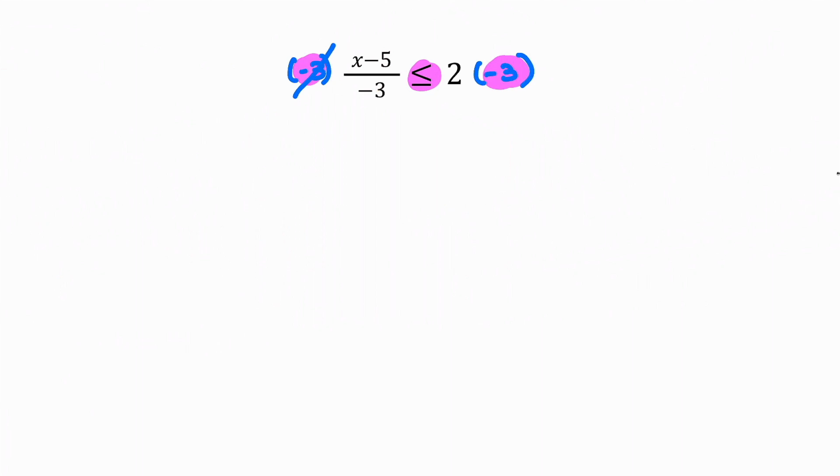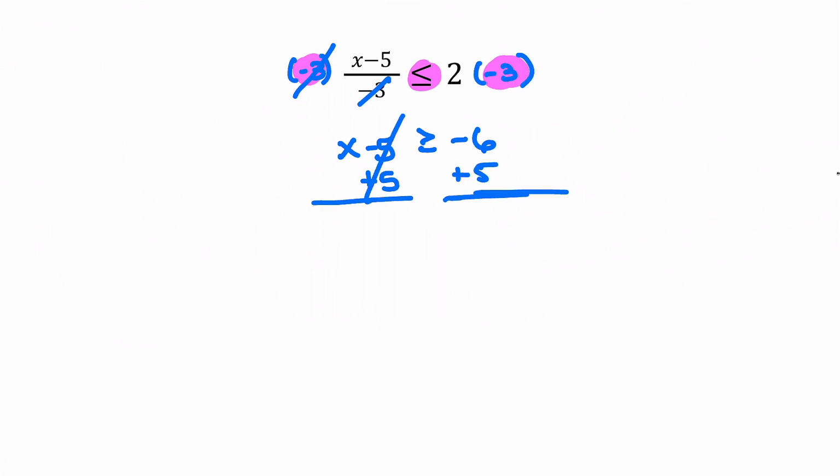So these are going to cancel. I'm left with an x minus 5. That symbol needs to change to greater than or equal to, and then 2 times negative 3 is going to give me a negative 6. Last step is to add 5 to both sides. These are going to cancel. I get x is greater than or equal to negative 1.